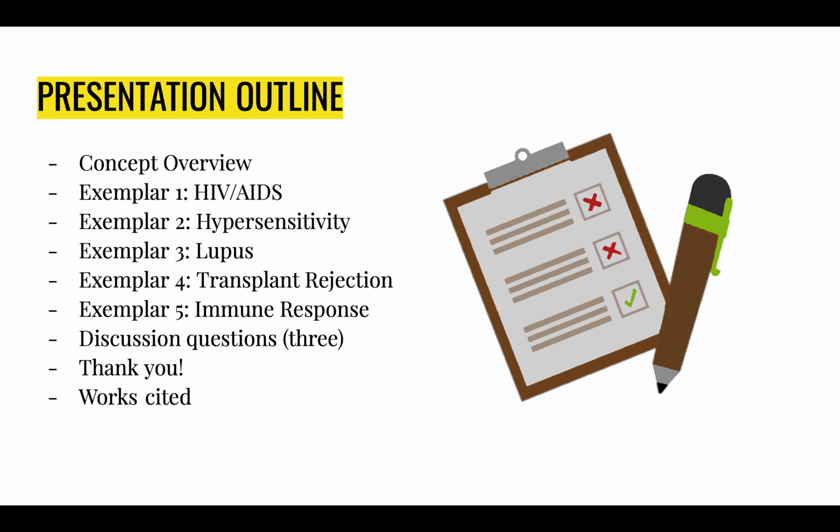Presentation outline. First we will be going over the concept overview, which will consist of a short definition for immunity, pediatric considerations, and also interrelated concepts. Then we will be going over 5 different exemplars, the first one being HIV and AIDS, the second hypersensitivity, the third lupus, the fourth transplant rejection, and the fifth immune response. Then we have 3 discussion questions for you, and then a quick thank you message as well as a works cited. So let's get started.